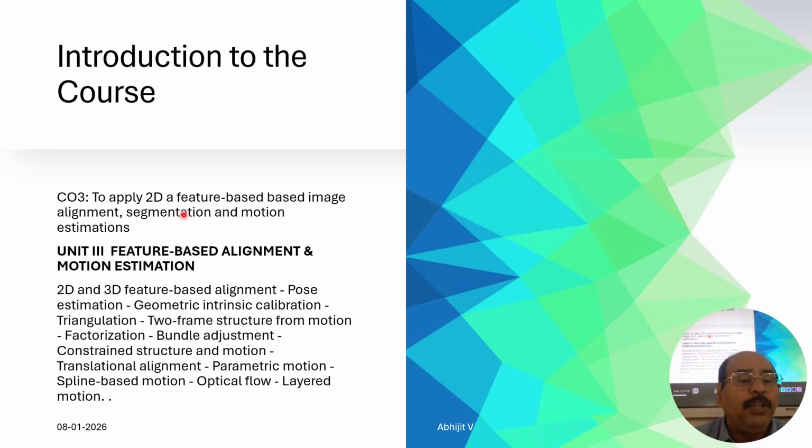Course outcome 3, to apply 2D, we have 3D also, right? We have to apply 2D feature-based image alignment, segmentation, and motion estimation. From images, we are going to move towards videos. Say in robotics, the robot is walking, it has to keep the distance analysis, right? A bullet you are shooting is coming towards you. You should know the distance at which it is going to strike something. So, motion analysis. This is course outcome 3.